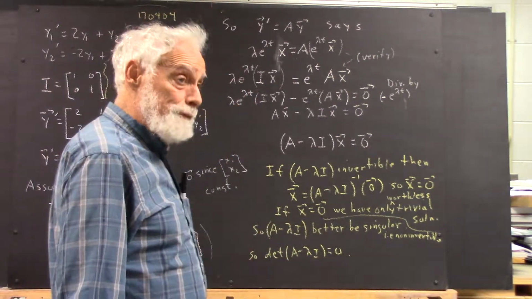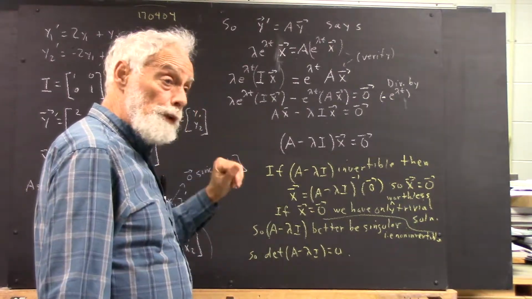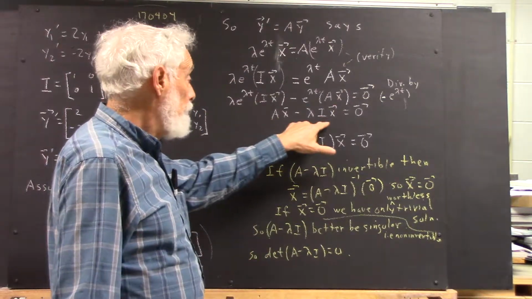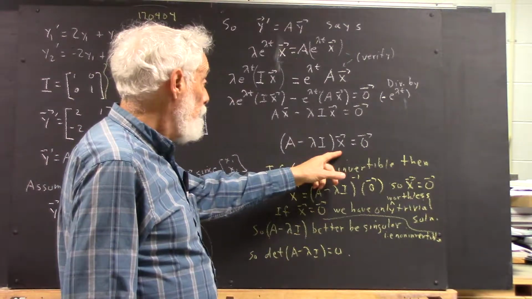And you want to justify all the steps of your algebra, but that's the way it works out. So you get Ax minus lambda Ix equals 0. And now we can factor out the x.